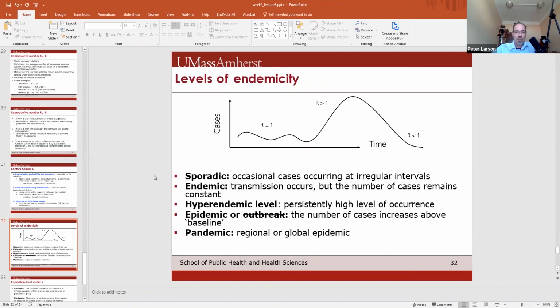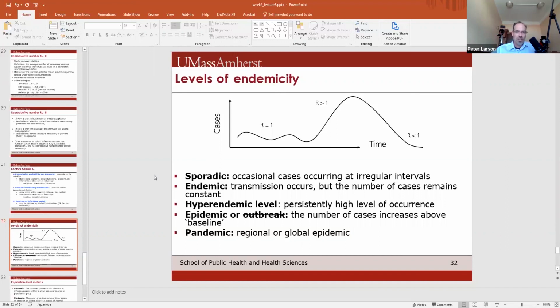Endemic, transmission occurs, but the number of cases remains constant. You see this a lot with malaria. Norovirus is one where it just sort of occurs in a fairly predictable manner. Really, it sort of has to be argued that influenza is endemic. I mean, we see spikes occasionally, but in general, it's a fairly predictable pattern.